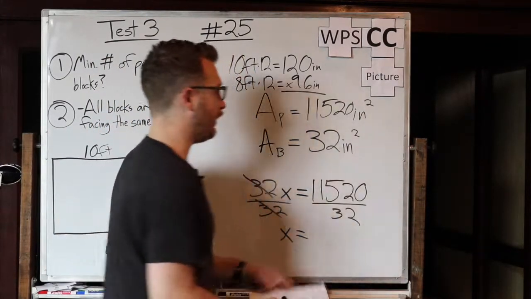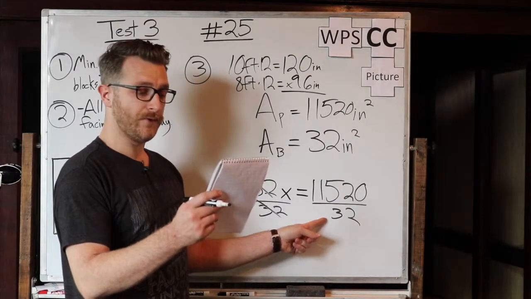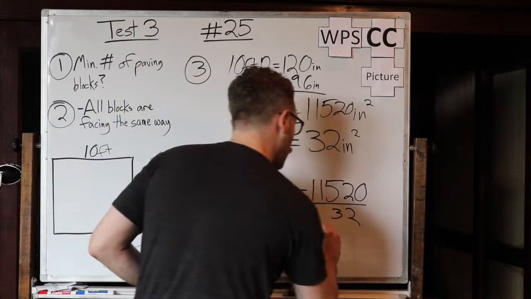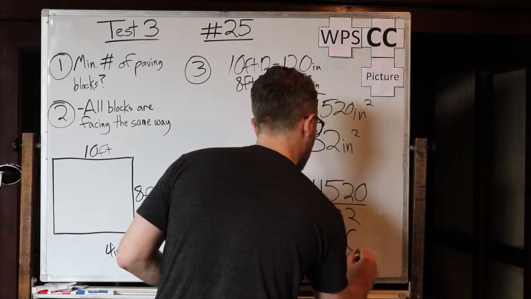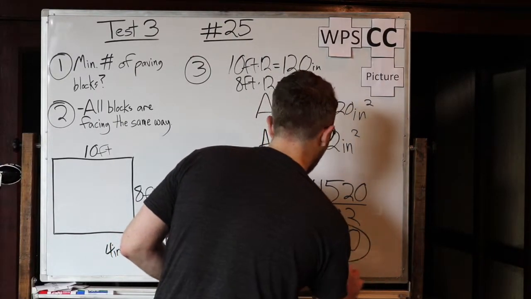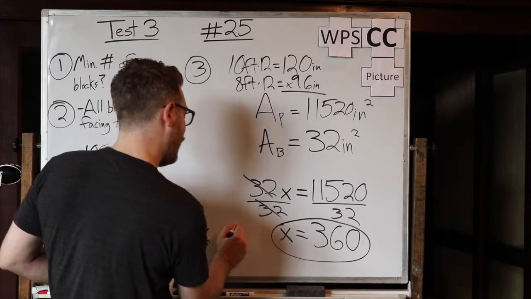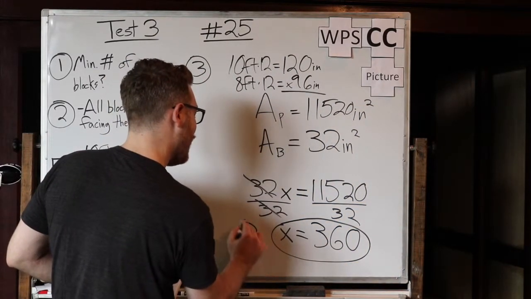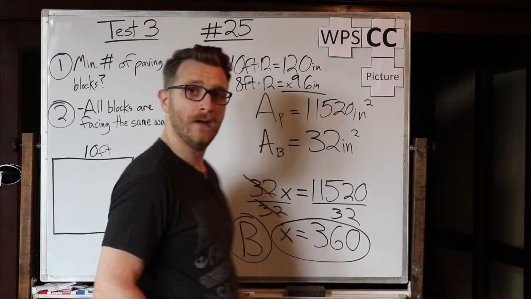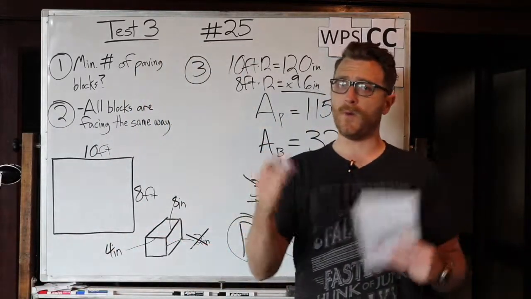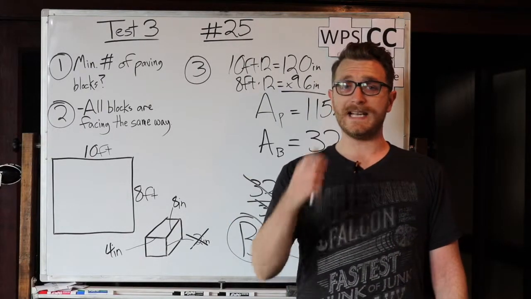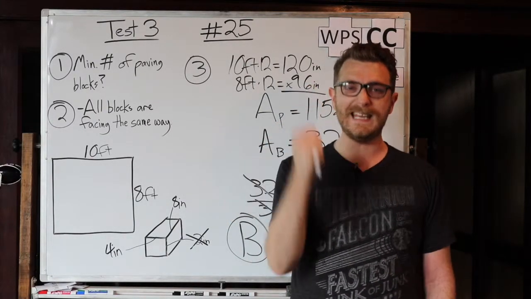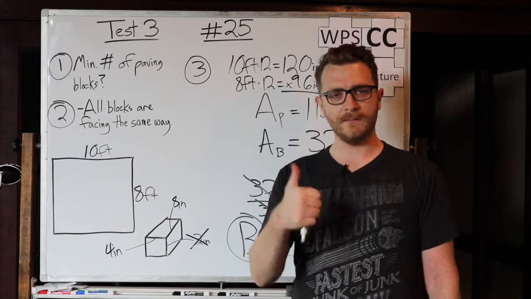Grab your calculator, divide 11,520 by 32, and you will get a nice whole number of 360. Look at your answer choices. That is answer choice B and the correct answer. As you see, step by step with our word problem strategy, the math inside of it's not that hard. We just got to use the word problem strategy and we can get through it even in the survey portion. Nice job.